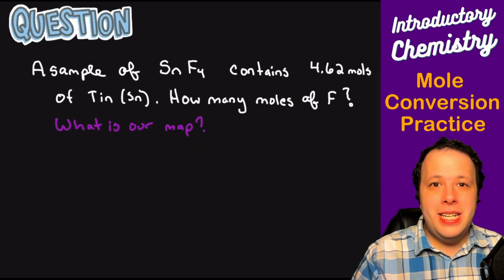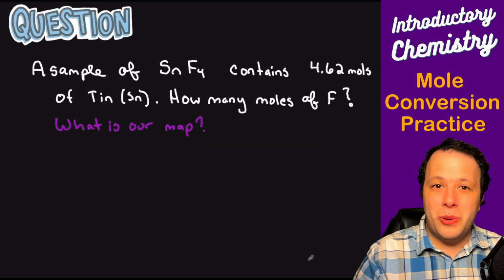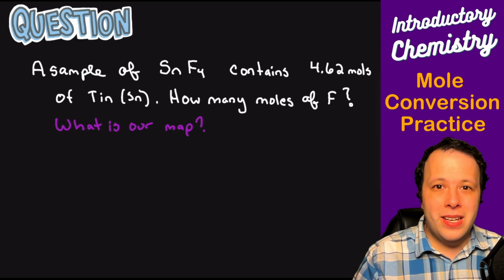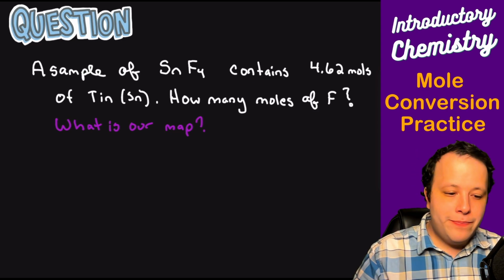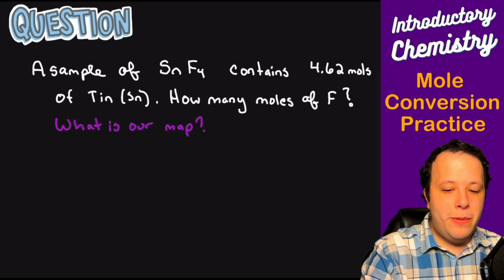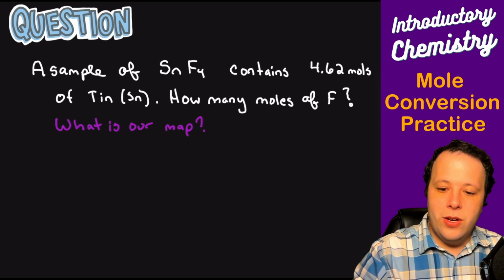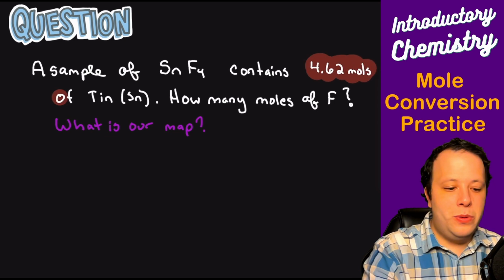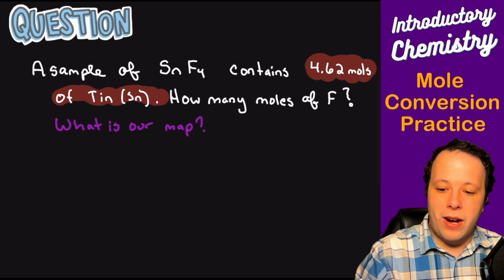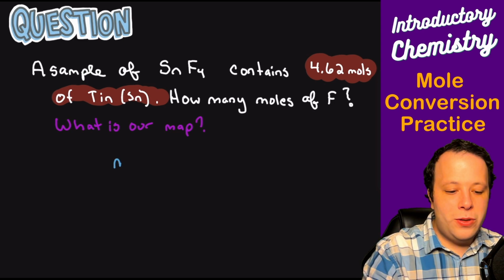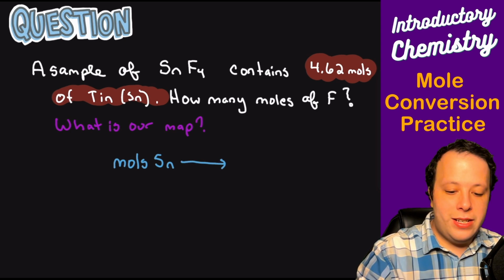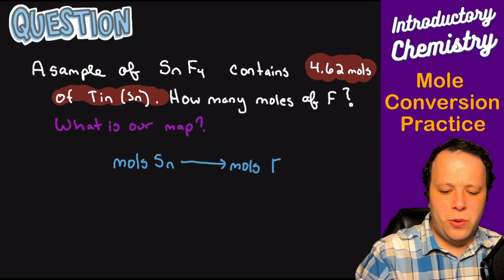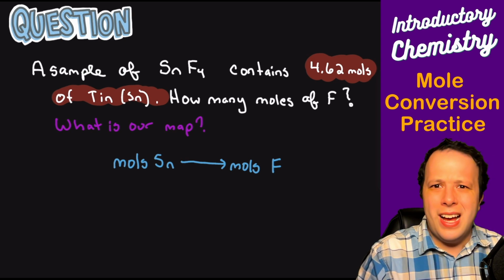A sample of tin fluoride, or tin 4 fluoride, contains 4.62 moles of tin. How many moles of fluorine do you have? What is your map? Okay, so when we are trying to do this problem, what are we exactly starting with? We are starting with 4.62 moles of tin in this problem. So what we are going to want to do is go from moles of tin and convert that to essentially moles of fluorine in this problem. How exactly can we do it?